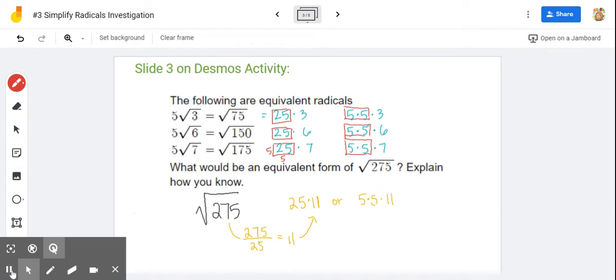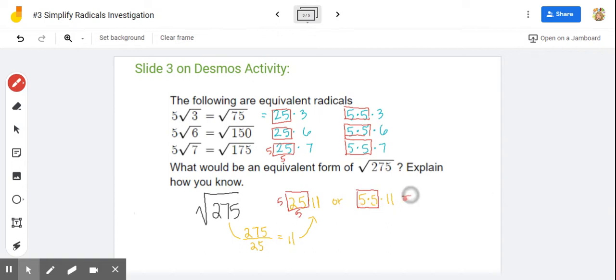So you guys ended up taking 275 and dividing it by 25 and getting 11. And you noticed that 25, again, is a perfect square. That is a 5 times 5, a 5 by 5. Some of you also wrote it out as 5 by 5, 5 times 5, times 11. So we end up getting that this is equivalent to a 5 on the outside and 11 stuck in.